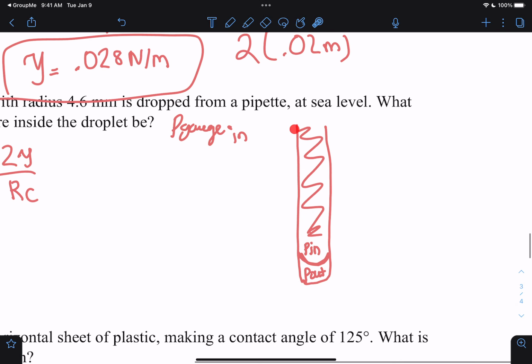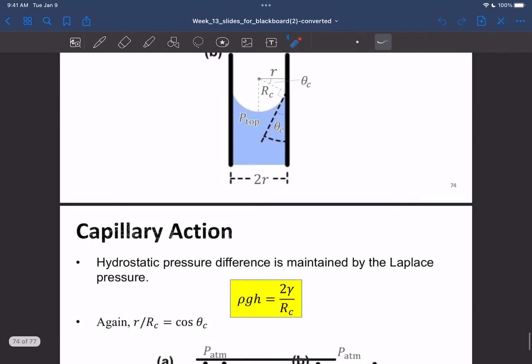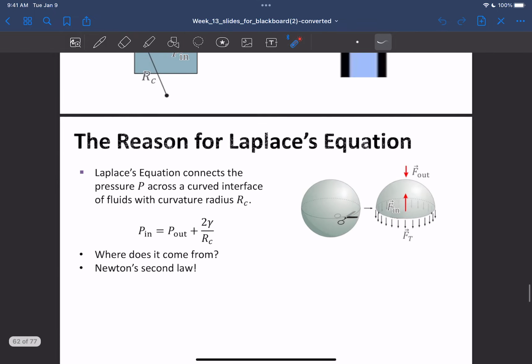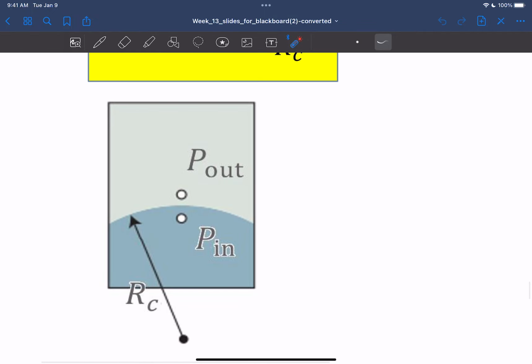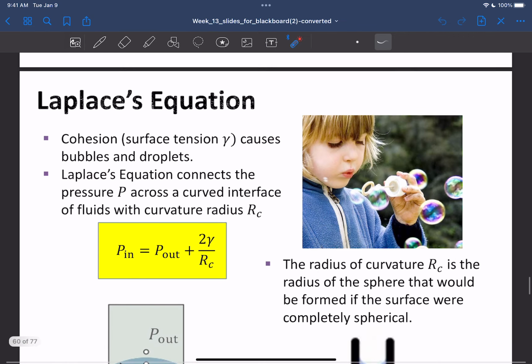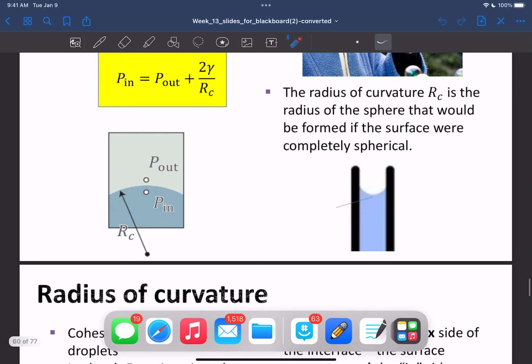I think this is what it looked like from one of the slides. Let me see if I can pull it up here. Yeah, I think it is up here. So here we go. This is what I was going for, where we have P in, P out, and then this is the equation to use. This is Laplace's equation, right? So this out here would be the outer part of the pipette without any liquid that's going to be in contact with the atmosphere, and then the inside here would just be the inside of the fluid that you're trying to drop in, right?